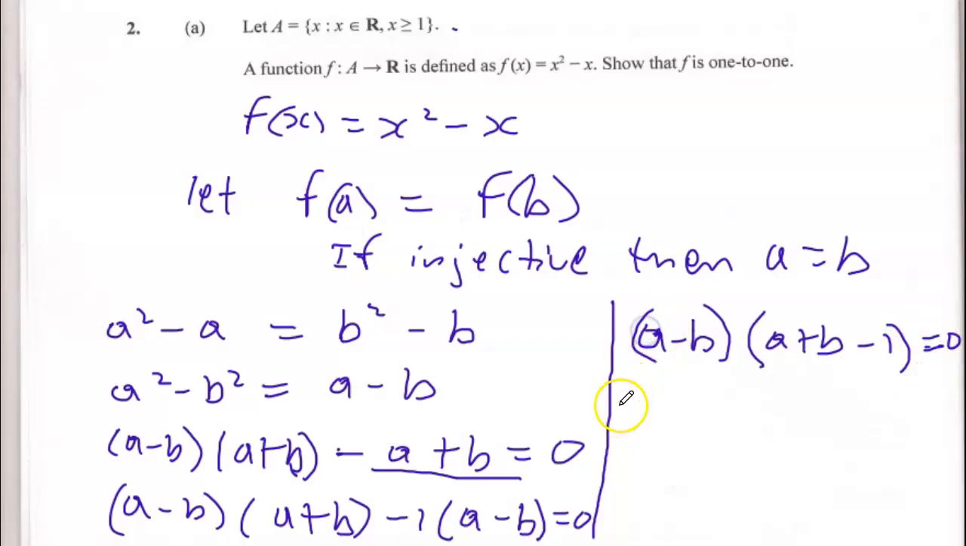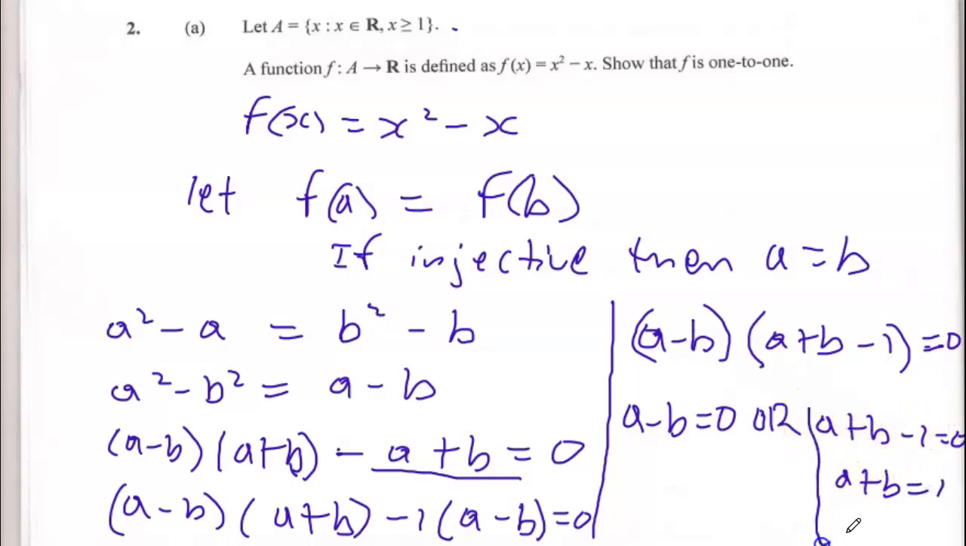So equate both brackets to 0. Maybe this is what we should have done in the first place. Notice we still get a plus b equal to 1, which we say is not possible. Or a minus b equal to 0, we solve that, a is equal to b, right? So a is equal to b is a solution, which means the function is injective.